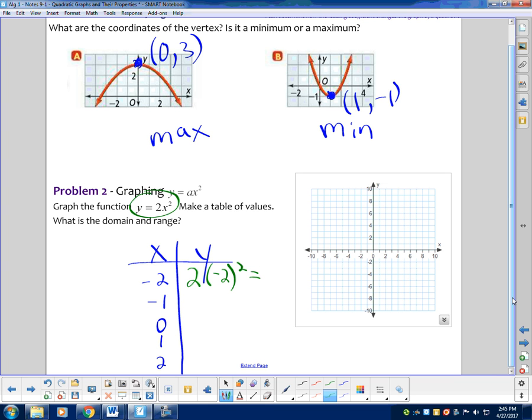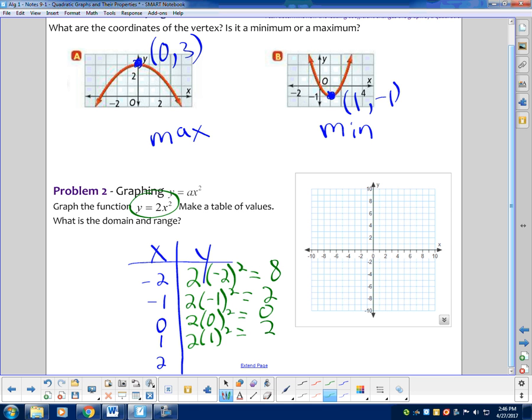Then do 2 times -1 squared. What's -1 squared, Johan? What's -1 squared? 1 times 2 is 3. Not 3, it's just 2. Okay, what about 0 squared? What's 0 squared? And then times 2? 0. Still 0. What's 1 squared? 1, and then times 2 is 2.